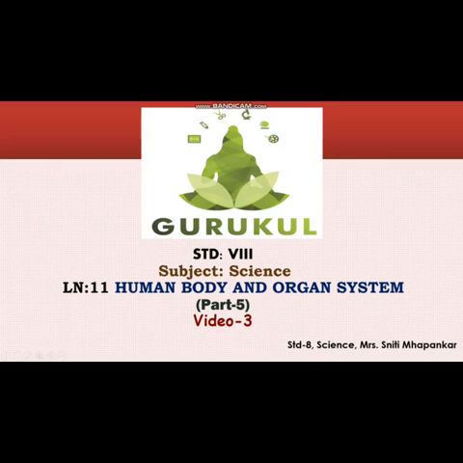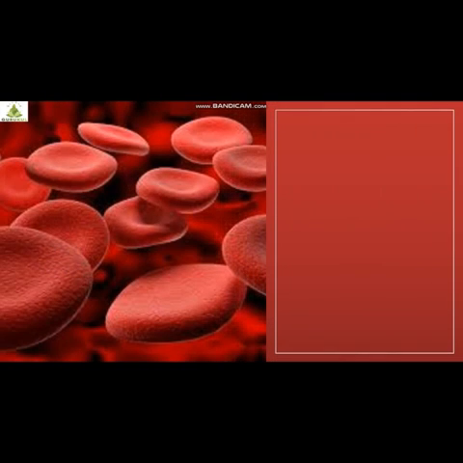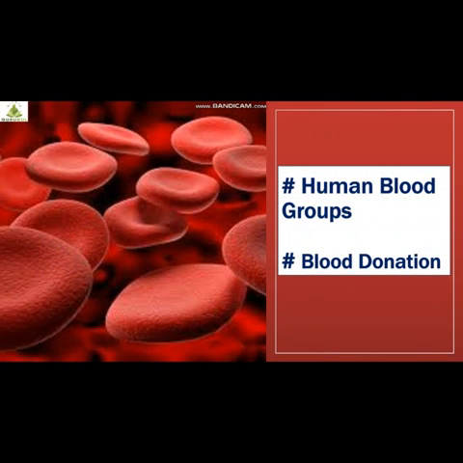Welcome back to the science class, students. In the previous video, we learned the functions of blood. Correct? In this video, let us understand human blood groups and blood donation. So let's start. We are learning chapter number 11, human body and organ system. We are going to understand different types of human blood groups and what blood donation is all about.